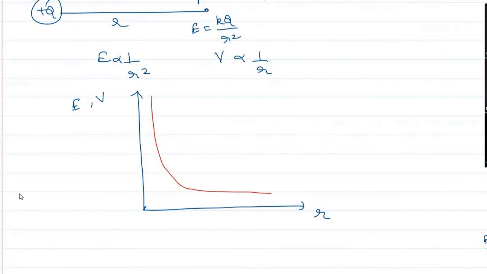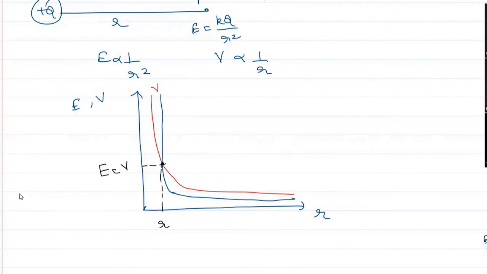So I will draw the V graph with a red line and the E graph with a blue line. Here you can see one point where they intersect with each other. At this point, E value is equal to V. What is the value of R? For this, you can use the simple thing where E is inversely proportional to the square of the distance, and V is inversely proportional to the distance.